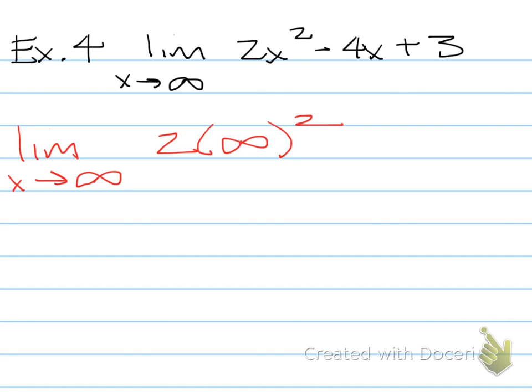So if x approaches infinity, and we're squaring that value of x, as x gets bigger and bigger and bigger, the square of that quantity is going to continue to get bigger and bigger also. So as x approaches infinity, the entire function is going to continue to approach infinity. So the limit of that continuous function as x approaches infinity is also infinity. It's just going to keep getting bigger and bigger.